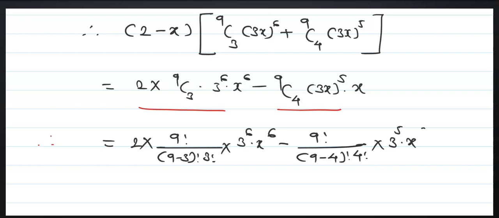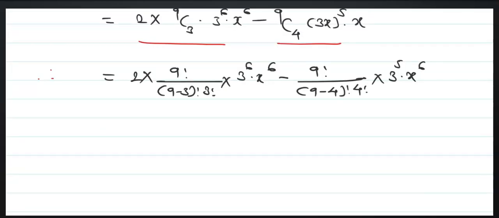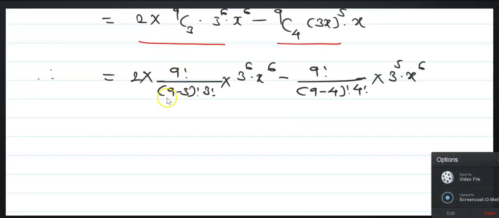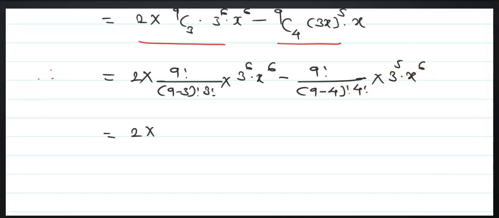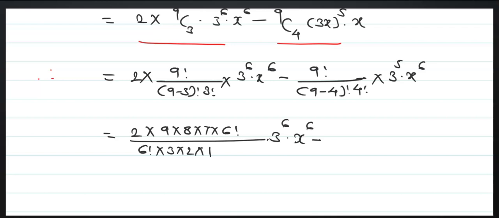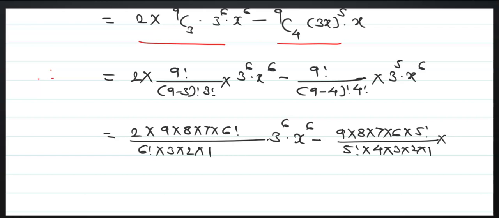See this here. This is important. 9 factorial upon (9 minus 3) factorial into 3 factorial into 3 raised to 6, x raised to 6, minus 9 factorial upon (9 minus 4) factorial into 4 factorial, 3 raised to 5 and x raised to 6. Now simplification.